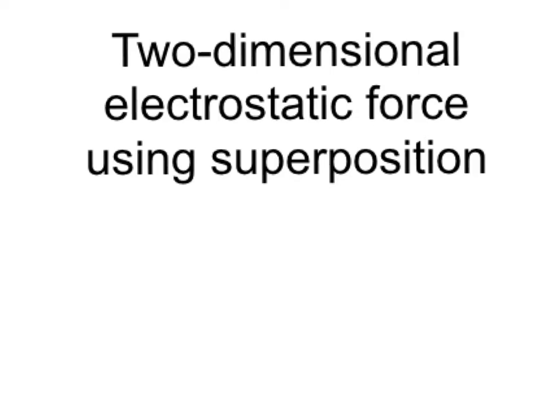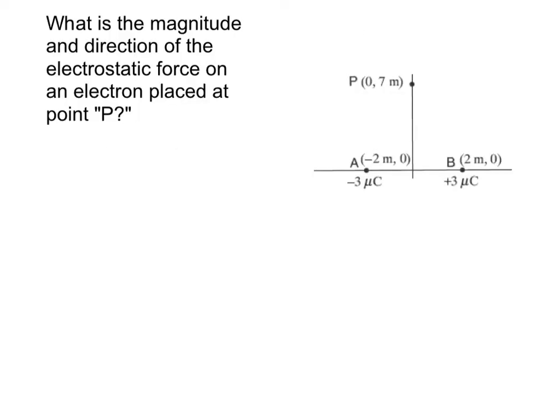Here's an example of a two-dimensional electrostatic force question where we employ the principle of superposition and some basic trig. You can see the problem description in a little diagram. We have a positive and a negative charge shown on a horizontal axis, and then a point P shown on the bisector line to that axis, and the coordinates of each of the points is marked on there.